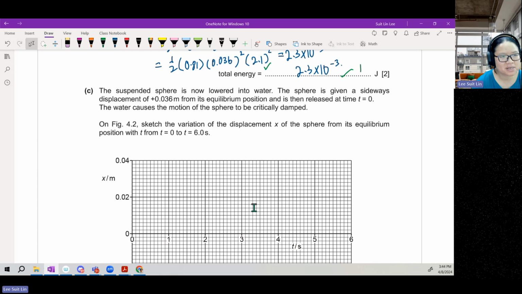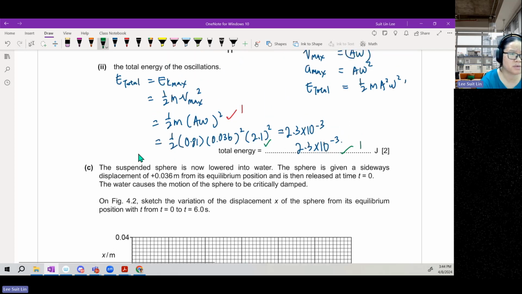Okay, part C. The suspended sphere is now lowered into water. The sphere is given a sideways displacement of the same from the equilibrium position and then released at t equal to 0. So at t equal to 0, my displacement is 0.036 meter. Okay, they give me the initial condition.